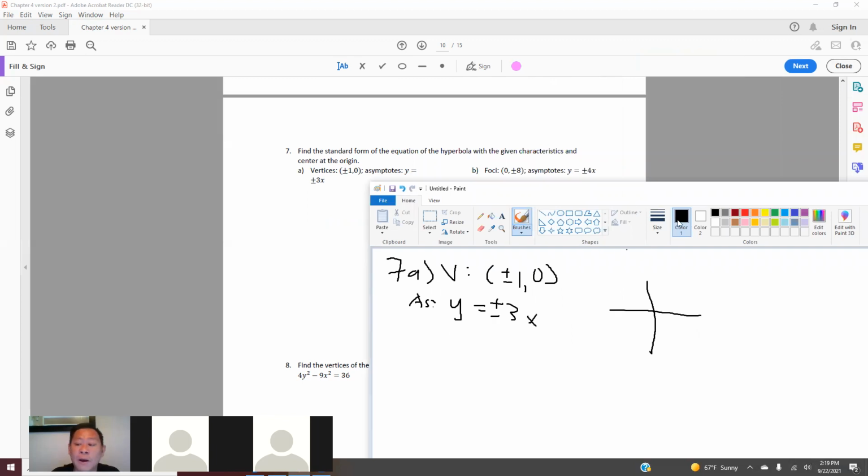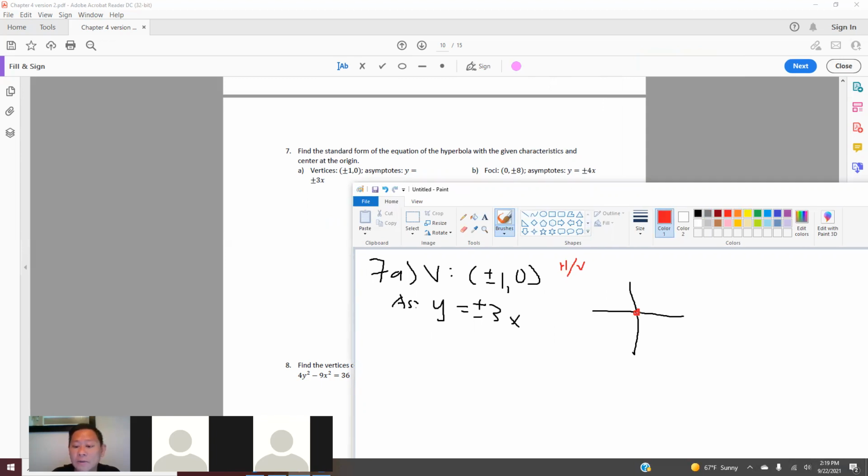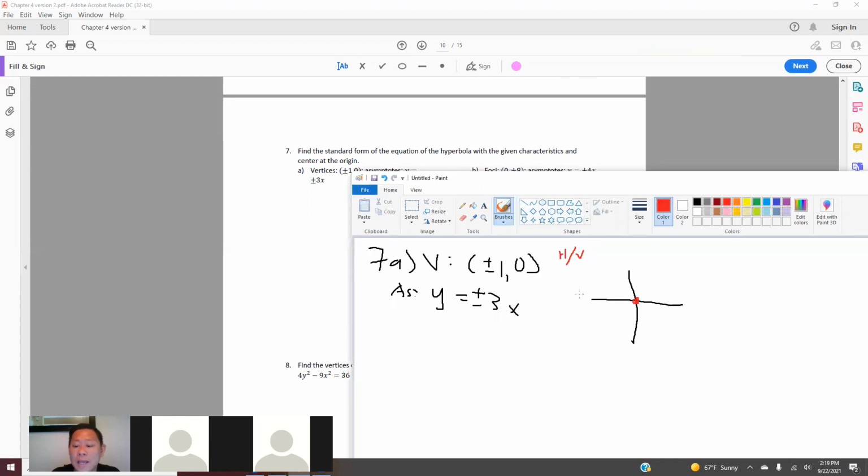It will help you to figure out, is this a horizontal one or a vertical one? This is the first thing you need to do. So the center is at 0, 0. The vertices will be at negative 1, 0, and 1, 0.